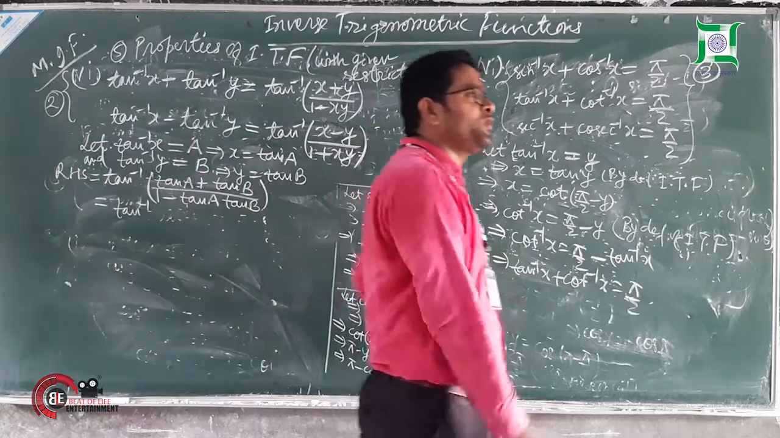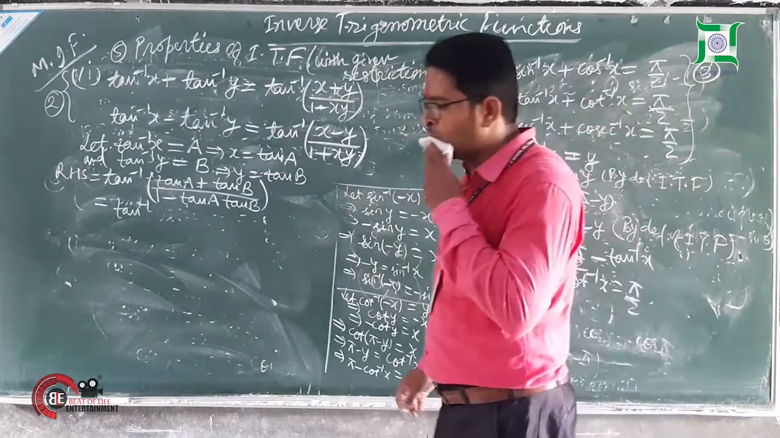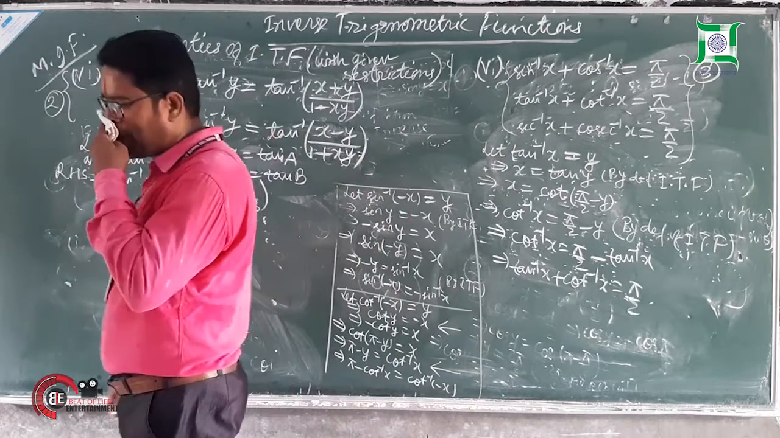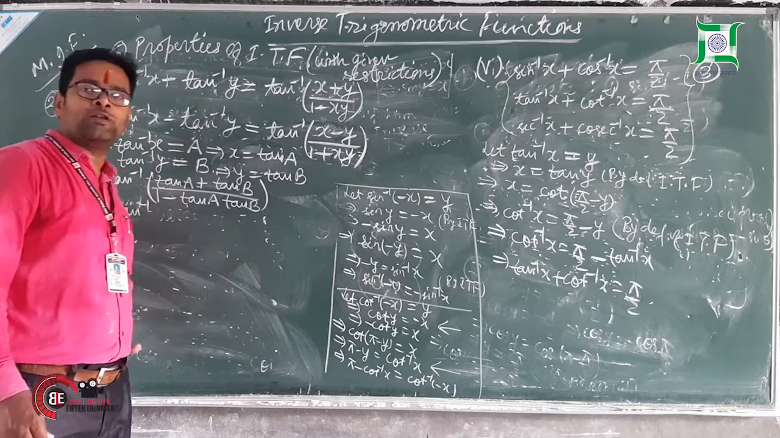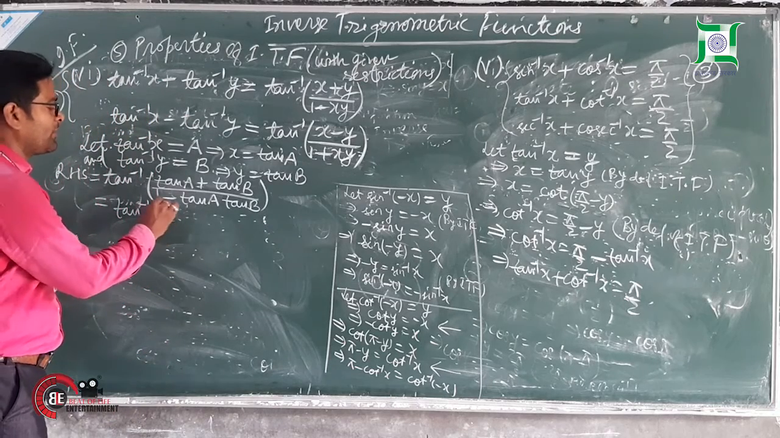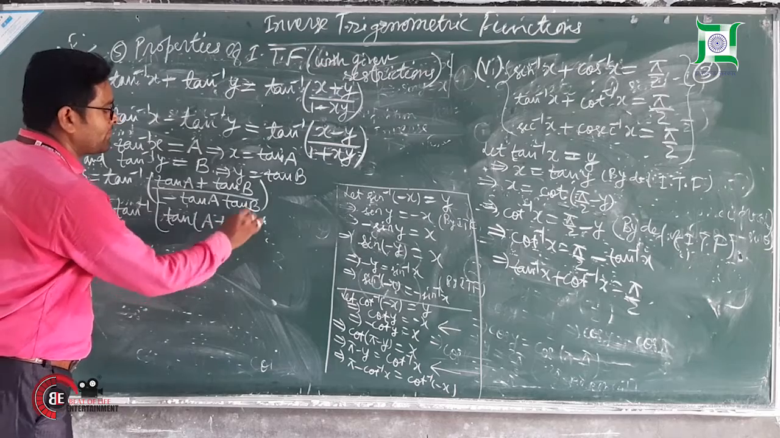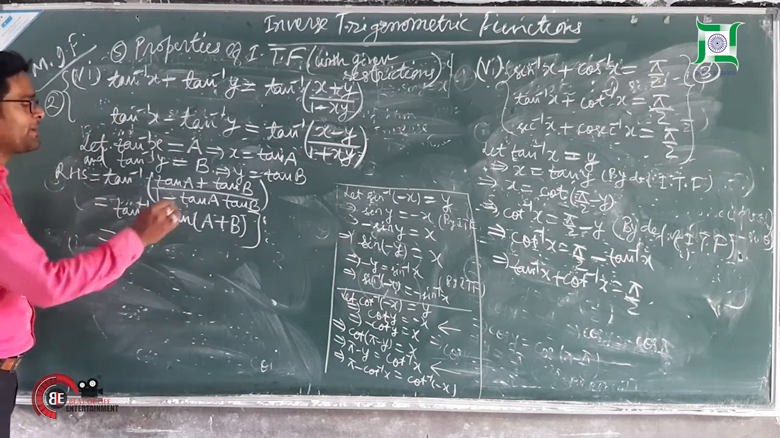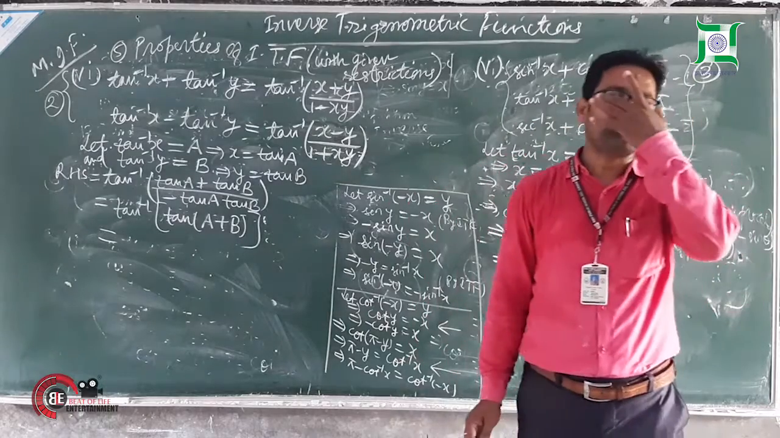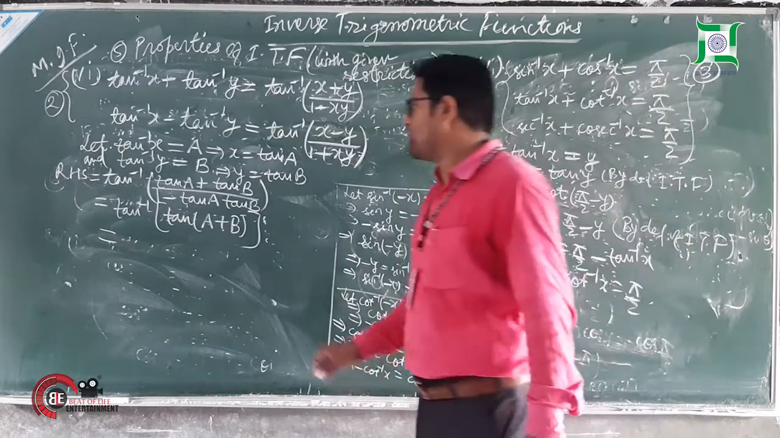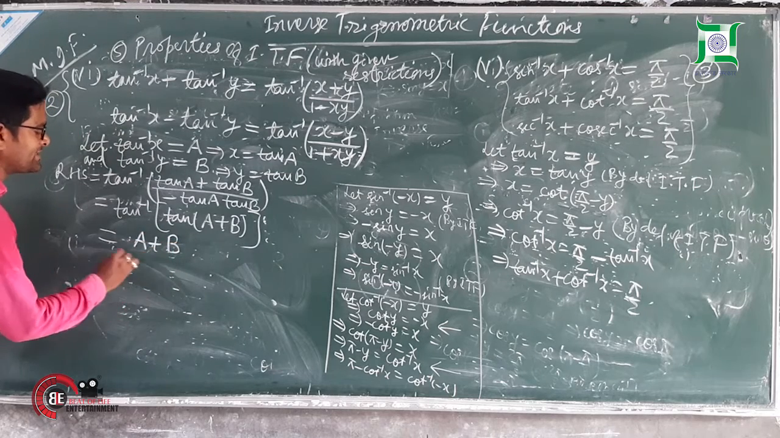Which formula is this related to? It is related to the tan A plus B compound angle formula. Just remember class 11 level trigonometry. It will be tan A plus B. Now, tan inverse of tan A plus B, the inverse of that function gives the variable. So you will write it as A plus B.